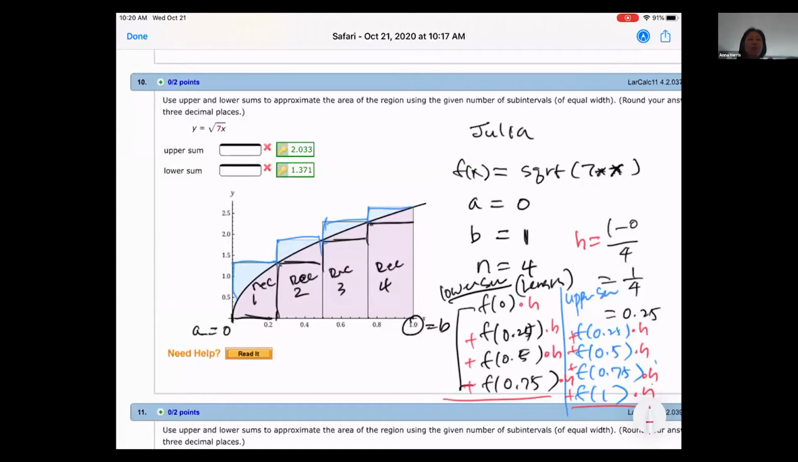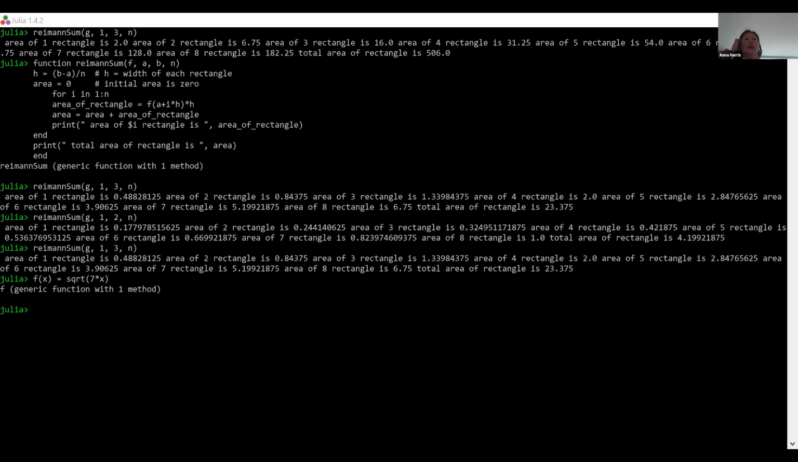Okay, so I'm going to do this problem in Julia. So I'm going to stop sharing this. Then I'm just going to type it in here. A equal to 0, which is, okay, use the sharp to make a comment. That's your starting number. B is equal to 1, which is the ending number. And n is equal to which number? 4. What does that mean? We have 4 rectangles.